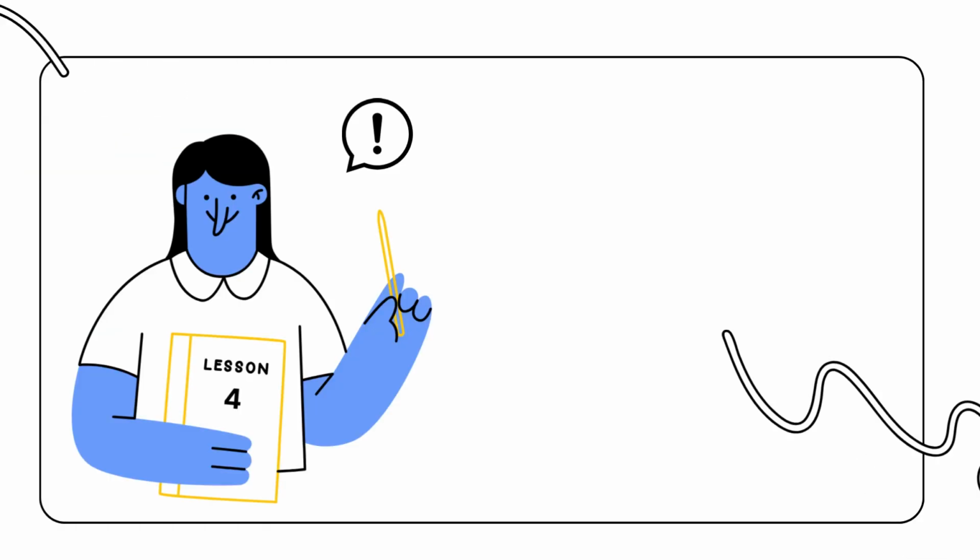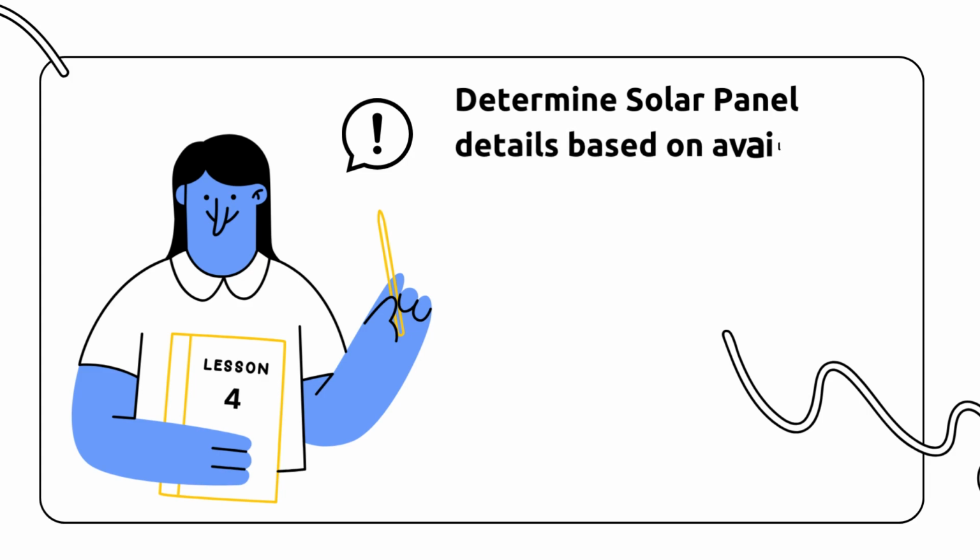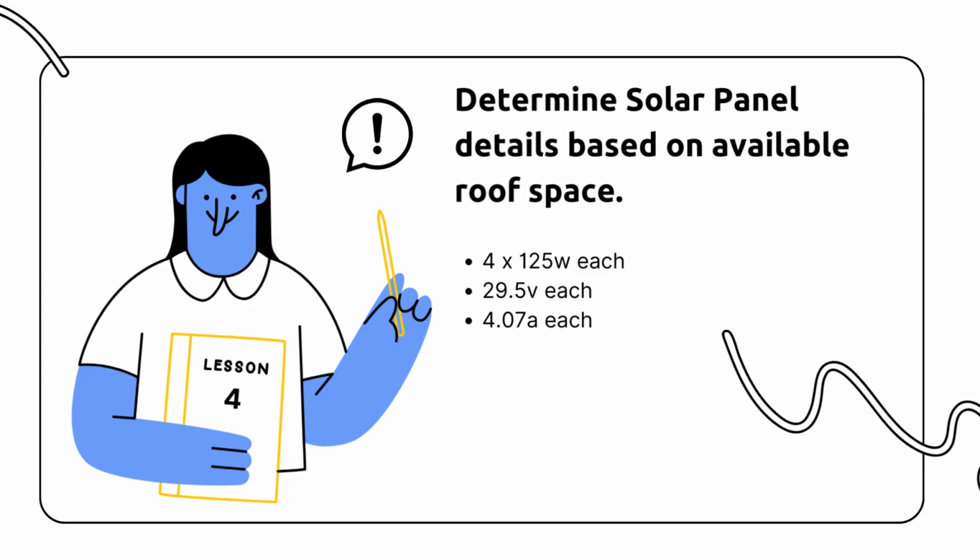So the next thing we've done is we've worked out the solar panels that we want for the available roof space. So we've gone for 4 125 watt panels. Those give 29.5 volts each, delivering 4.07 amps each. And we can use all of that in our calculations.